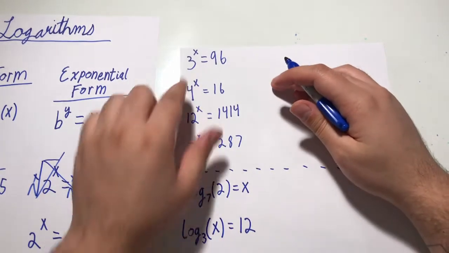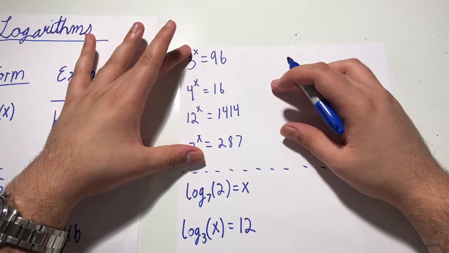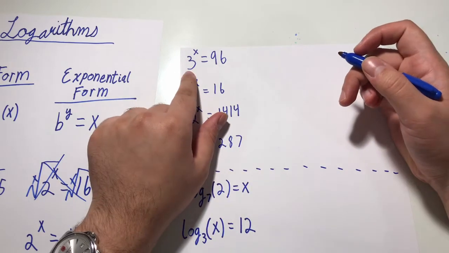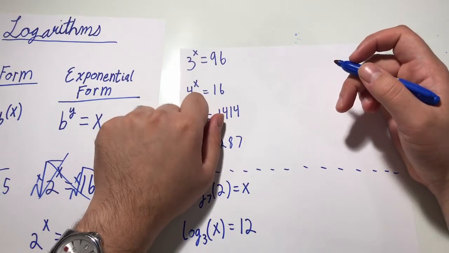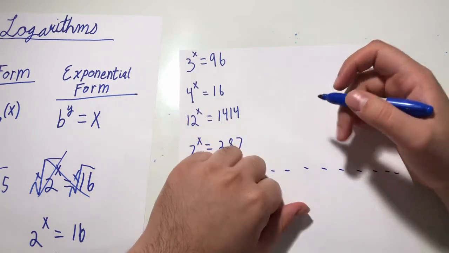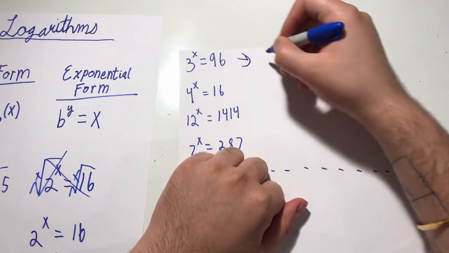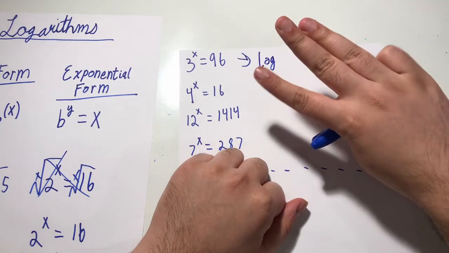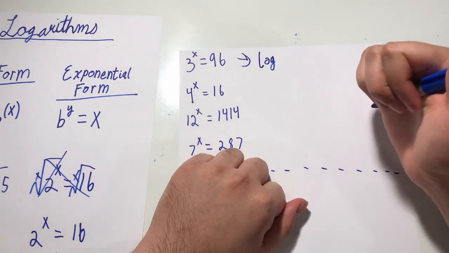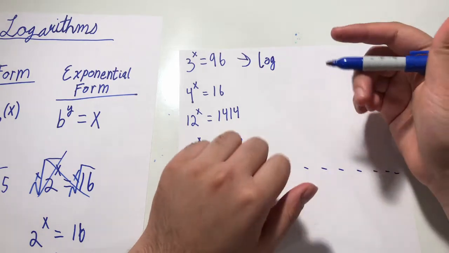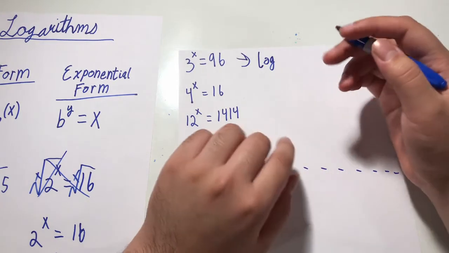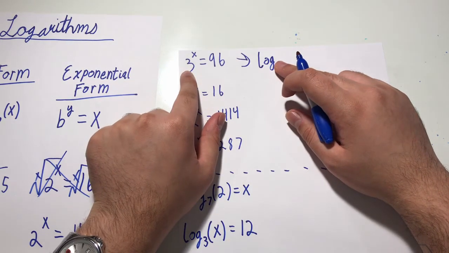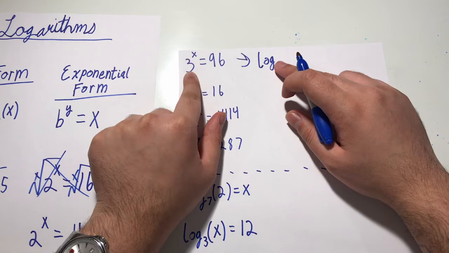So let's start off here. We're going to take these exponential equations and convert them to logarithmic equations. So 3 to the x is equal to 96. How would we go about converting that? What's important to remember is we're always going to start a logarithm, and there are 3 components. We need a base, we need whatever the new answer is, and we need the thing inside the logarithm. Now, the base of your logarithm is going to be the base of your original exponent. So the base of this exponent is 3.